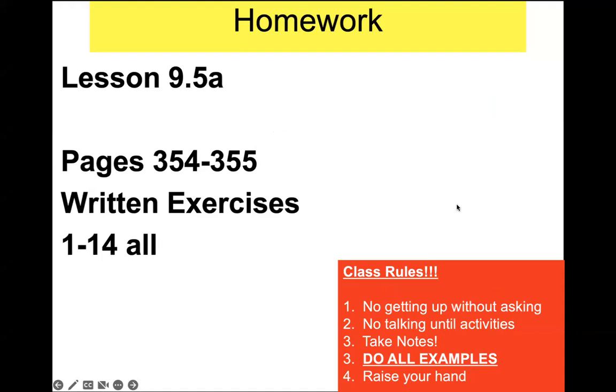All right, here we go. So we're going to break this lesson into two parts. Today is going to be the entire lesson. There's some homework there, 1 through 14. And then 9.5b will just be a complete total practice on this. So hopefully by the end of two of these lessons, 9.5a, 9.5b, you got this idea and concept rock solid.